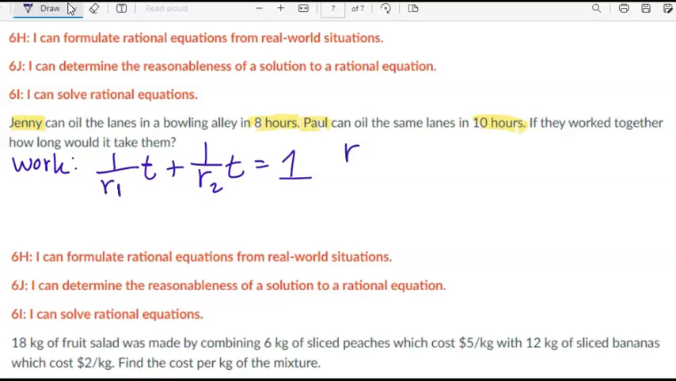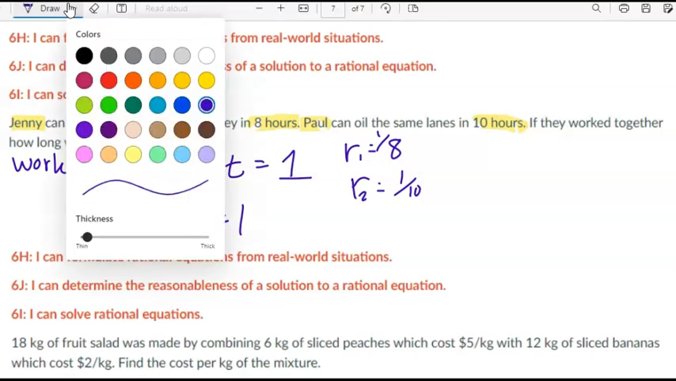So in this case, the first rate is going to be Jenny's rate. It's 8 hours for that. And then rate 2, that's Paul, and it's 1 out of 10. So every 10 hours, there's 1 done. And we're doing 1 whole alley. So if we put in the equation, we have 1 over 8t plus 1 over 10t equals 1. We're going to solve for t because they want to know how much time it would take for them working together.